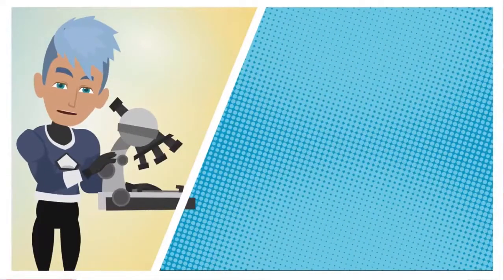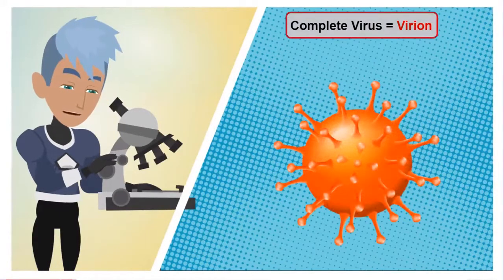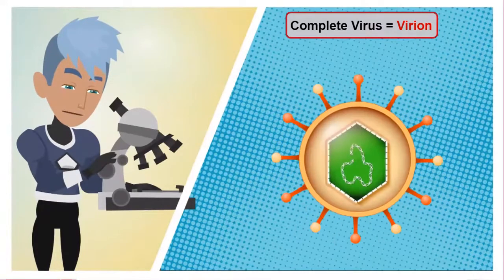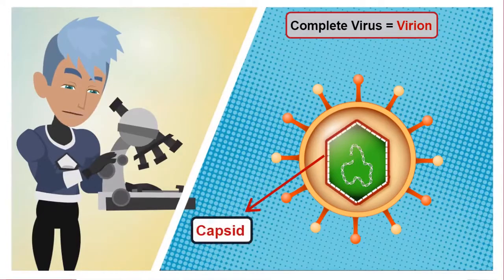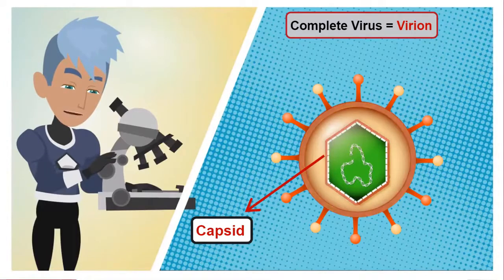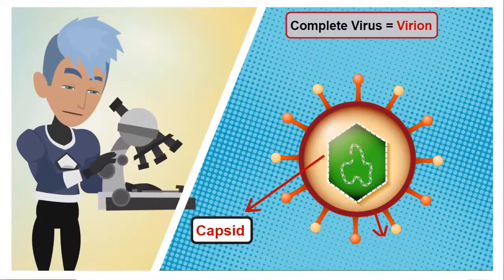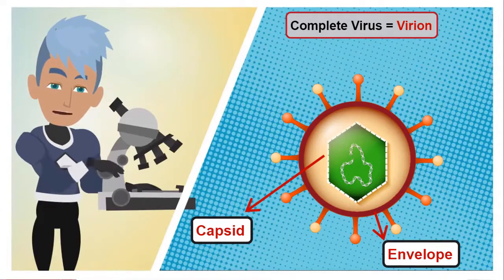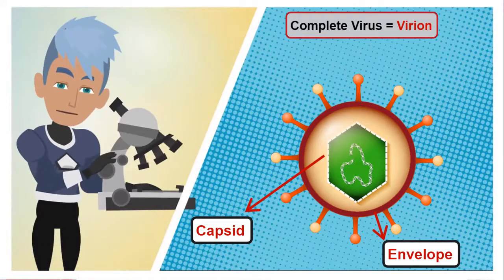A virus is a nanometer-sized infectious agent that does not have the ability of replicating. The complete virus is known as a virion. A virion consists of nucleic acids covered by the capsid. The capsid is a protective coat made of amino acids. In some viruses, the capsid is surrounded by a lipoprotein membrane known as the envelope. The envelope is derived from the membrane of the host cell.